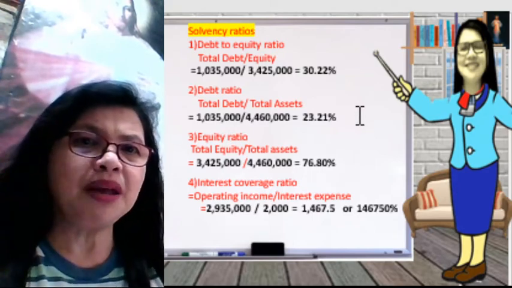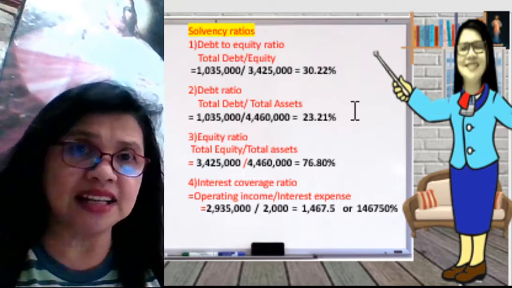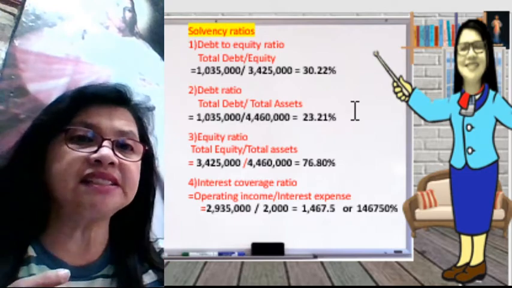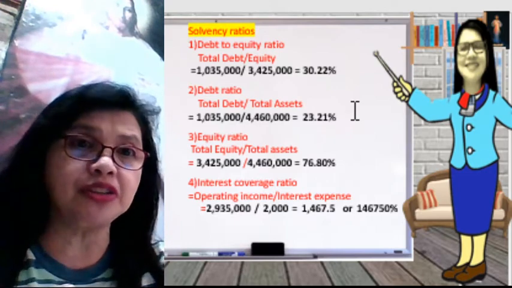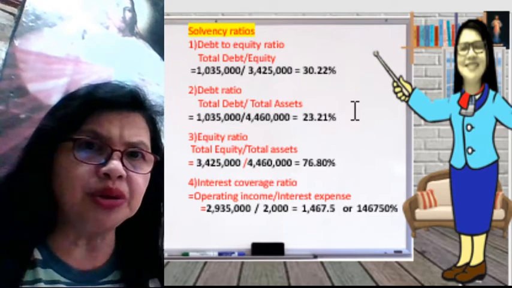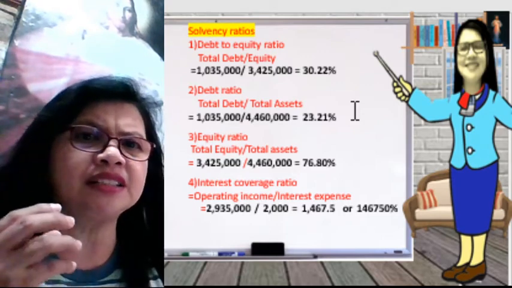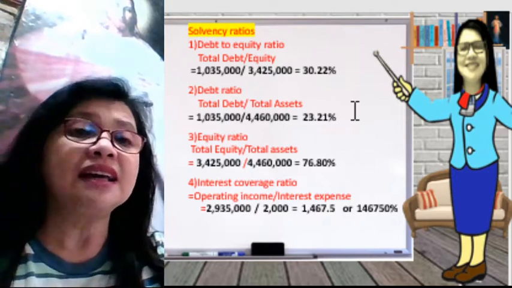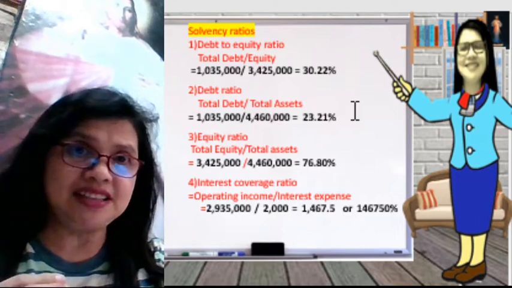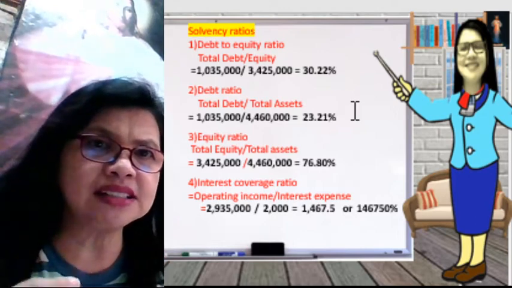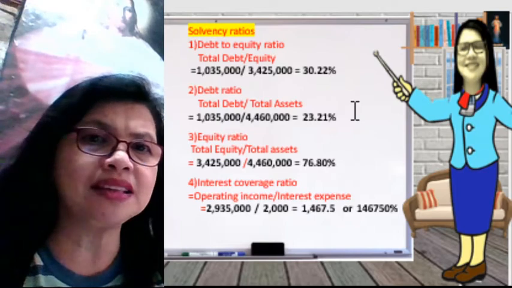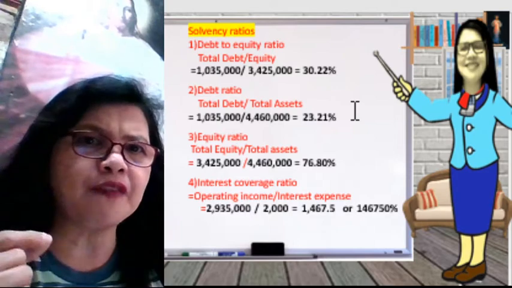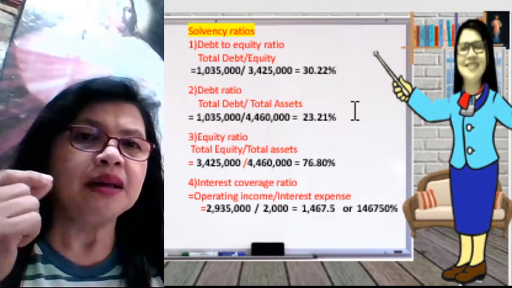Debt ratio measures the company's assets. How much of the company's assets is coming from the liabilities or from creditors or from debts? This shows us that of the 4,460,000 assets, 1,035,000 is financed by creditors or by liabilities. So it shows us a debt ratio of 23.21%.